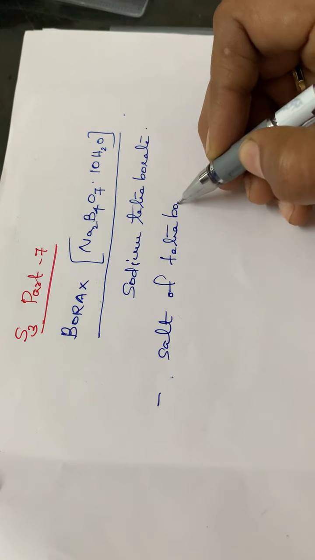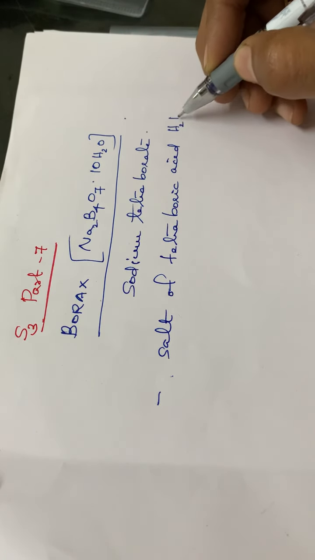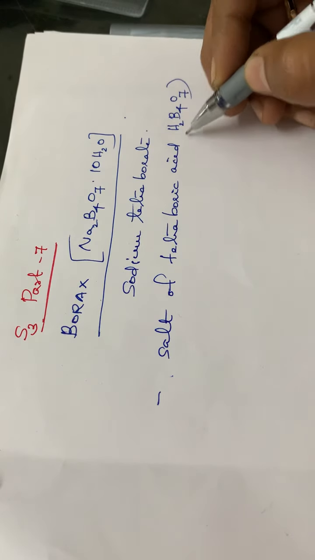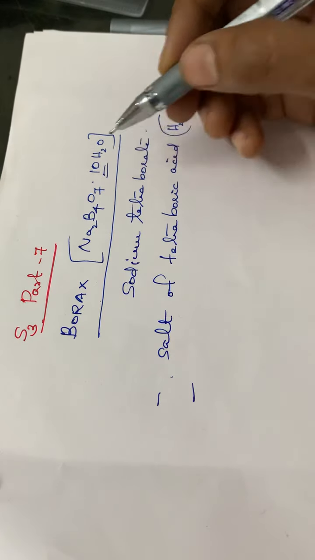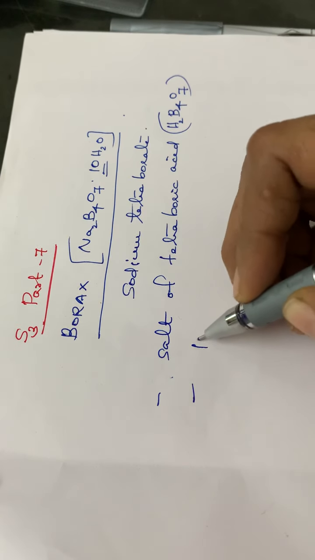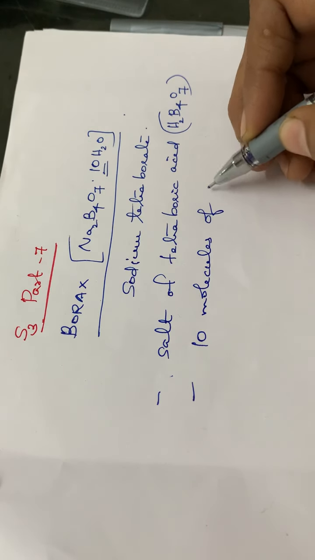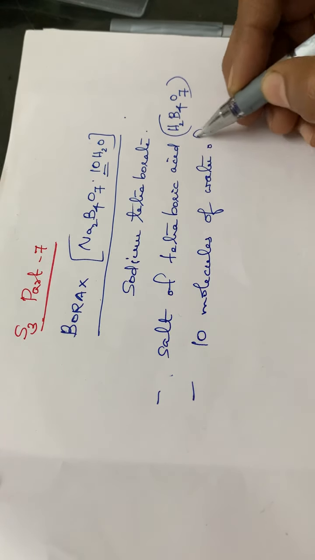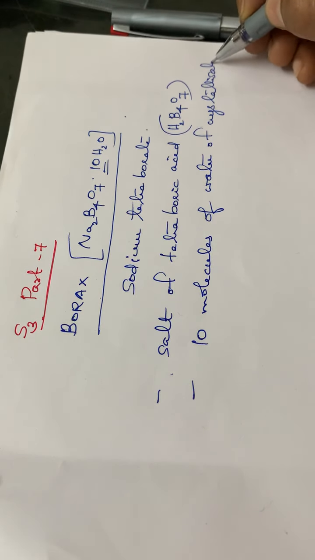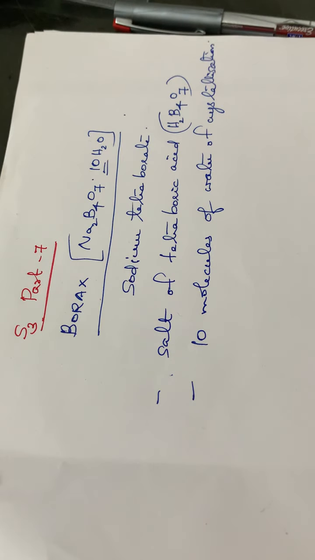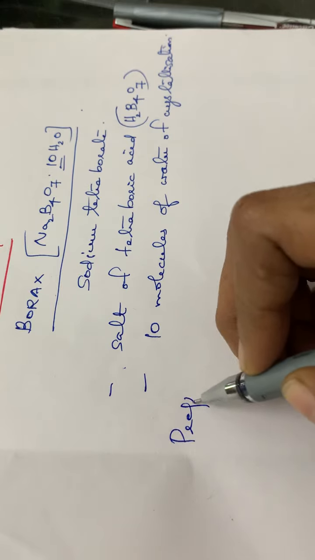What is the formula for tetraboric acid? Tetraboric acid is H2B4O7, and it also contains 10 molecules of water of crystallization. So next, we can go through the preparation of this borax.